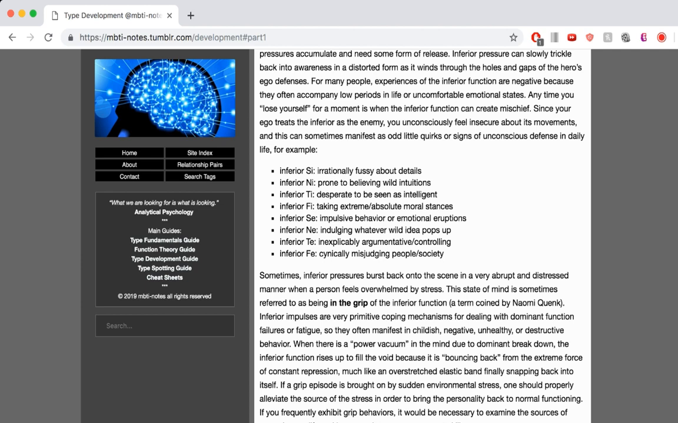And inferior FE, cynically misjudging people or society. So FE, you'll generally be more aware of people around you, and you might see the bad parts of them. So yeah, I see it sometimes. Sometimes I can see things around me, and I have to be careful about what model I place on people because sometimes I'll be very negative. Like, oh, these people are really bad.